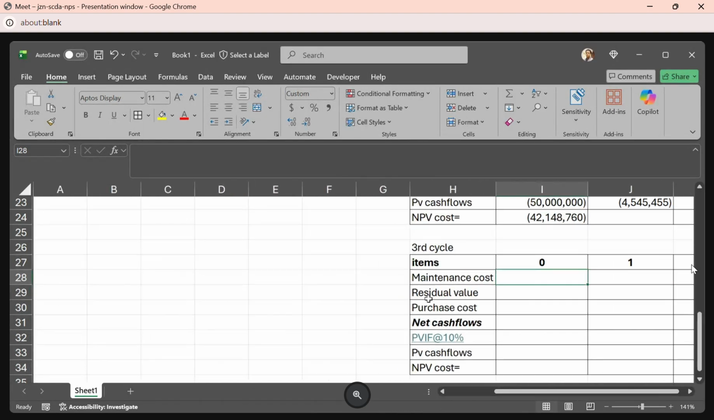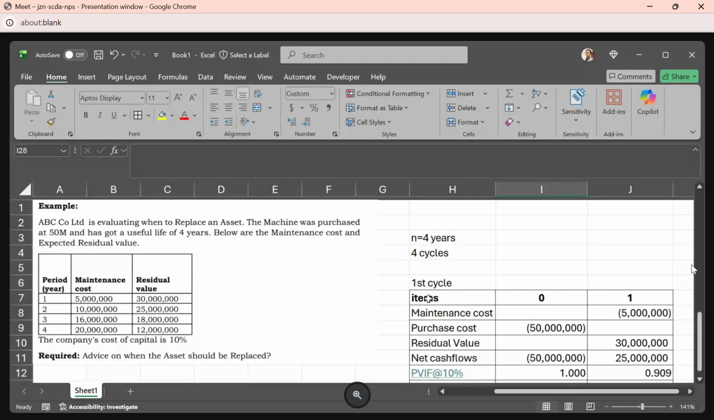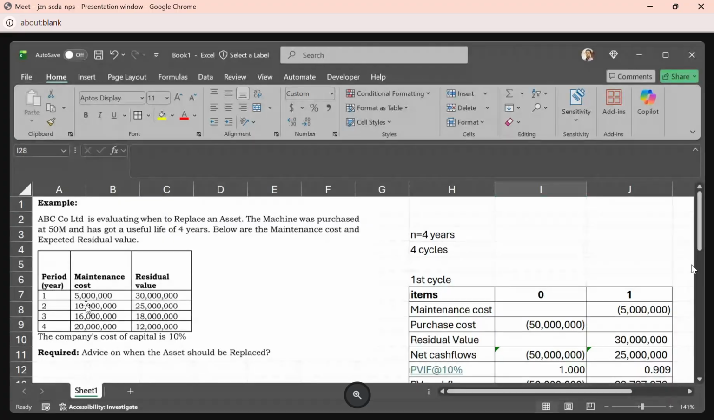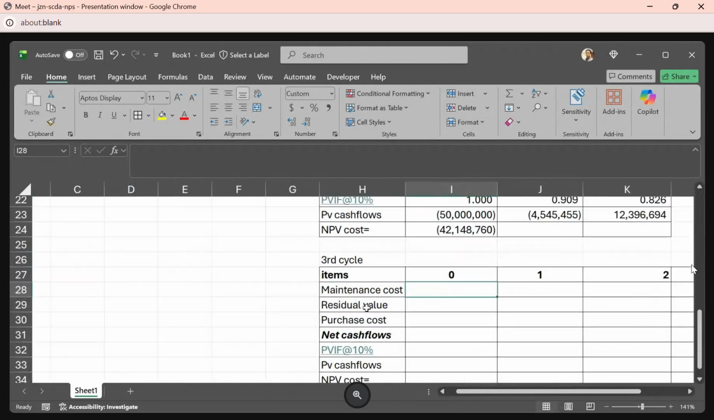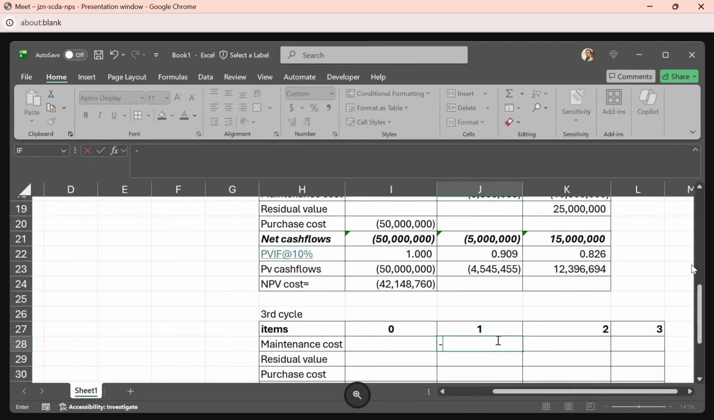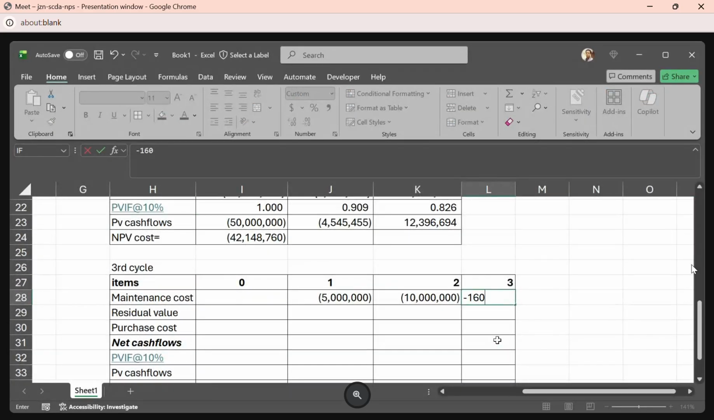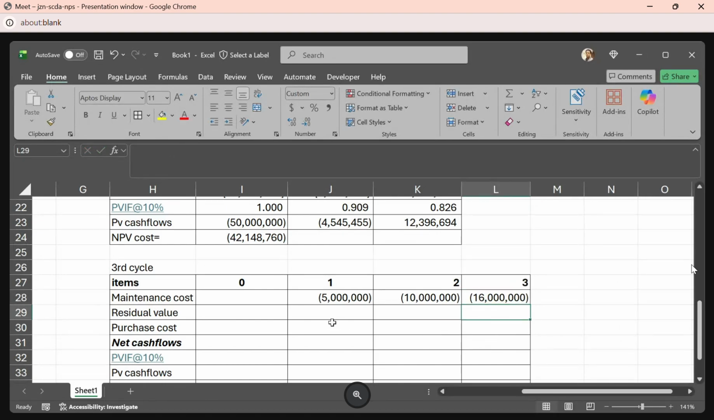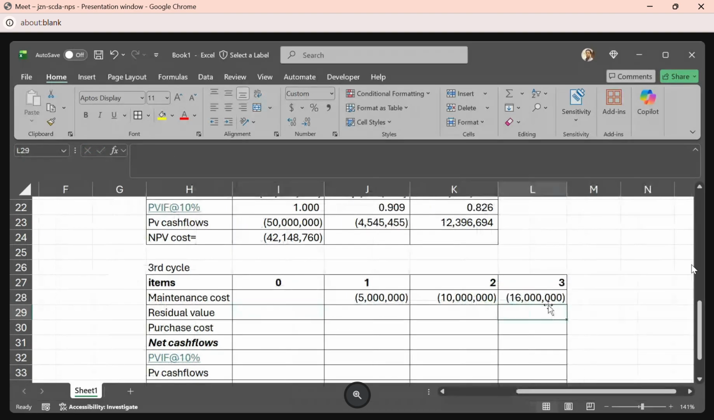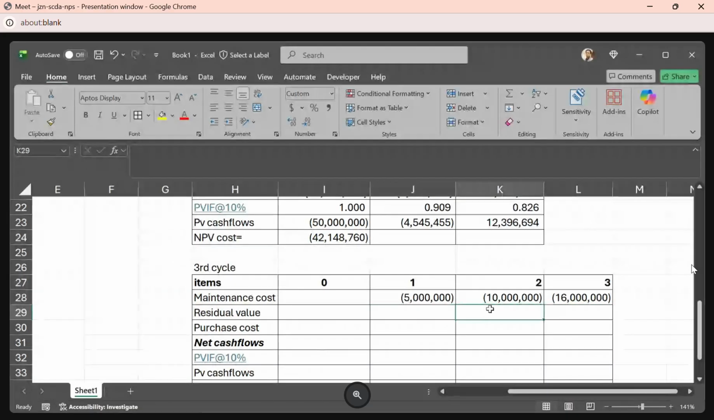So now we have a maintenance cost of how much? Look at year 3. Year 1, it is 5 million, 10 million, and 16 in year 3. You can say here 5 million, and here 10 million maintenance cost, and here it is 16. Yes, 16 million on year 3. So for residual value, we consider the residual value of year 3 only, not year 1 and year 2, because we are not concerned about those. We are concerned, if we replace in year 3, what should be our cash flows to be considered.